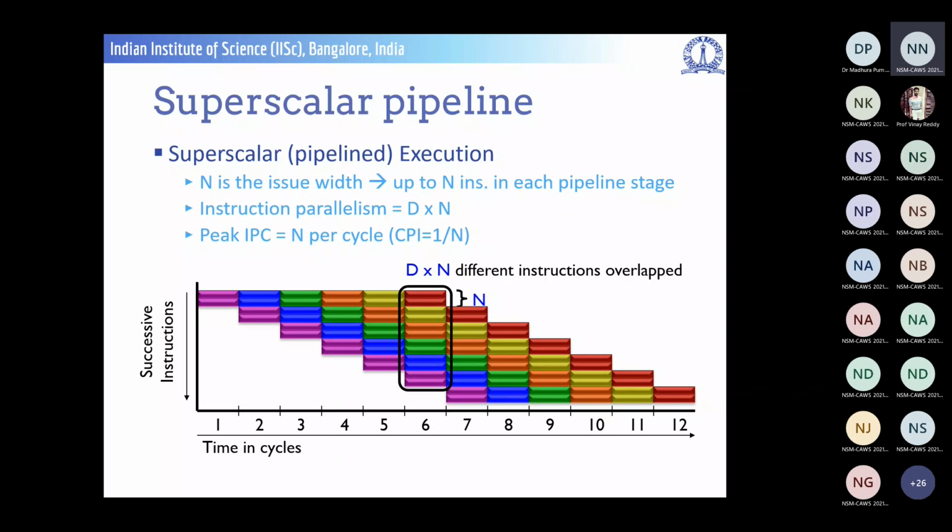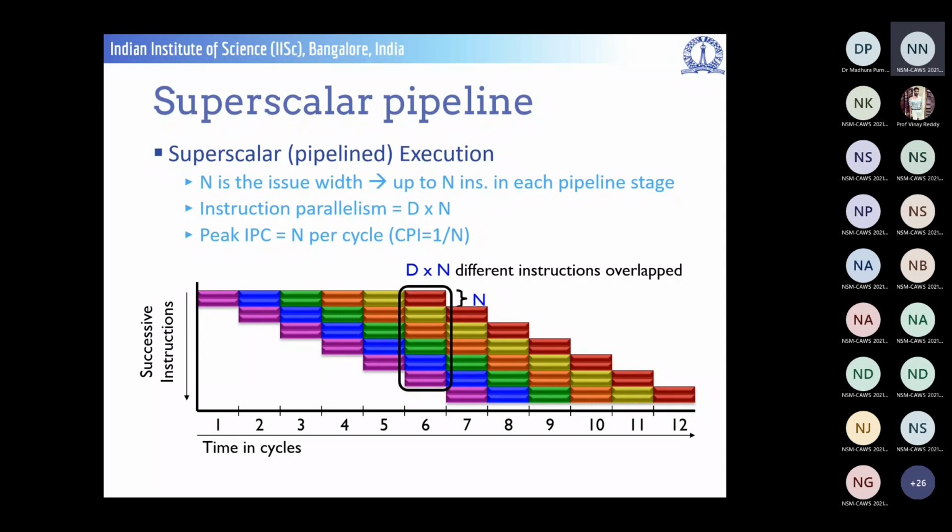As you can imagine, with the baseline pipeline, the maximum IPC you could get was 1. Here, with the superscalar width, which is this value n, meaning how many instructions can be in the pipeline in parallel at each stage, the maximum would become an IPC of n.